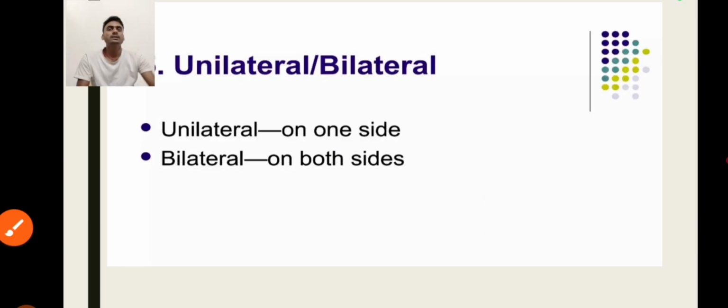The next slide is unilateral or bilateral. Unilateral means you just focus on one side. Uni means one. Bi means two, so you focus on both sides.